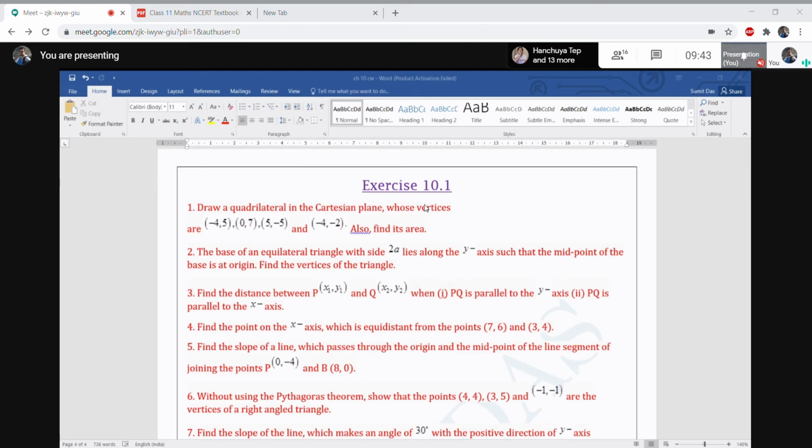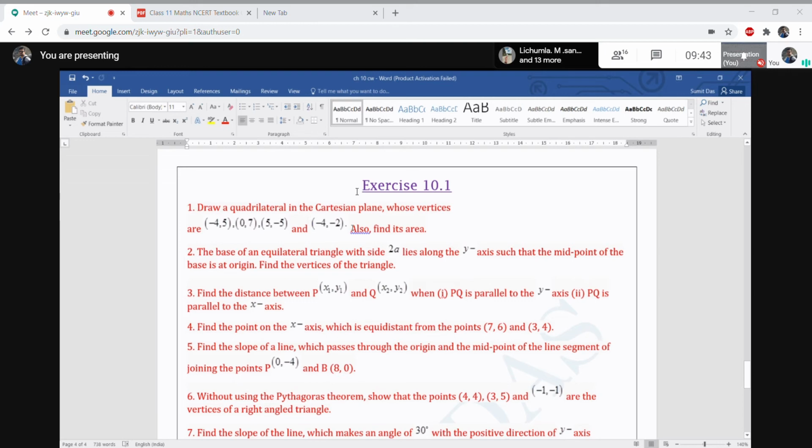Okay, first question I'm giving, let's see. If you have the book, you can open page number 219. Question number 1, I'm giving as homework. Okay, you have to draw this one.